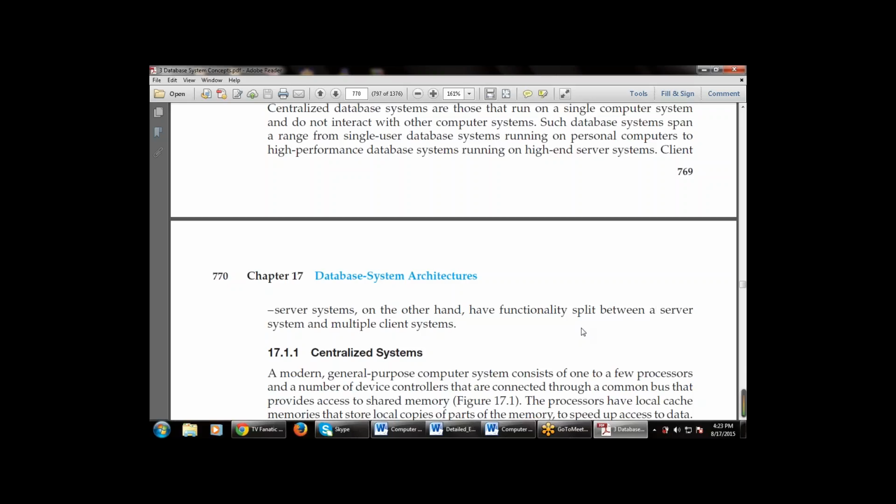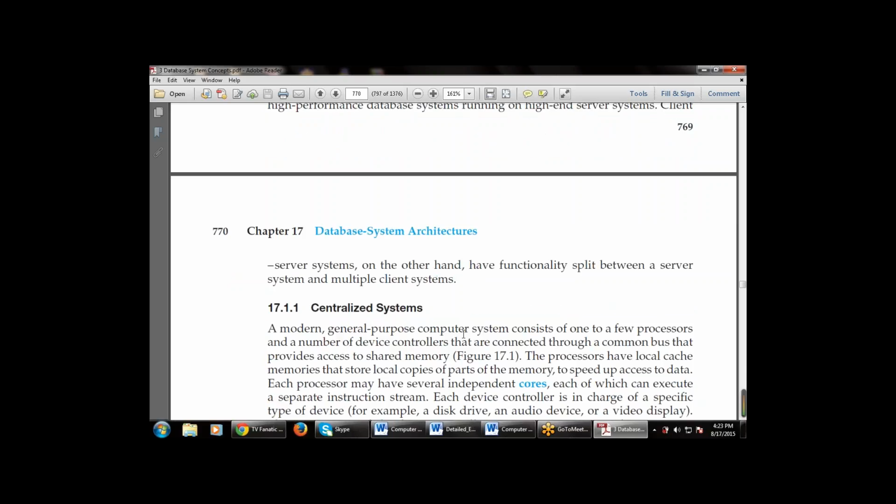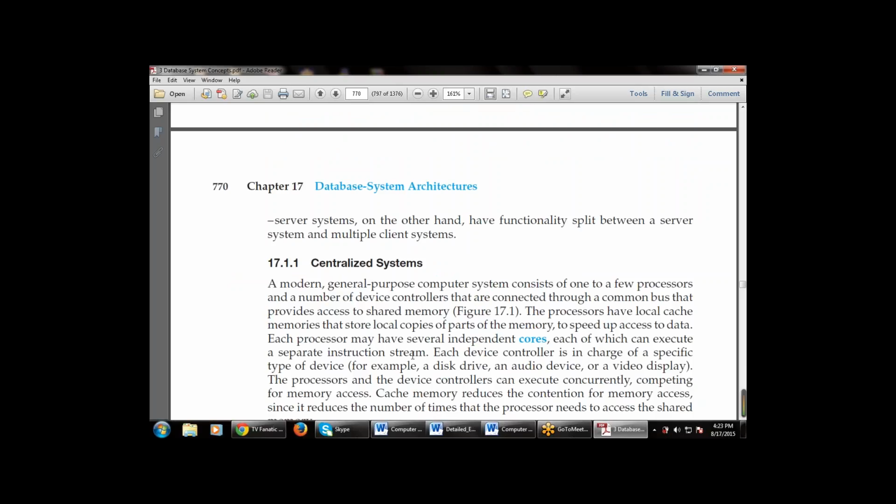Then we will discuss the centralized system: what it is, what its usage is, why we use it, and what its main benefit is. A modern general purpose computer system consists of one or a few processors and a number of device controllers connected through a common bus that provides access to a shared memory. That is the shared memory used by the server systems.